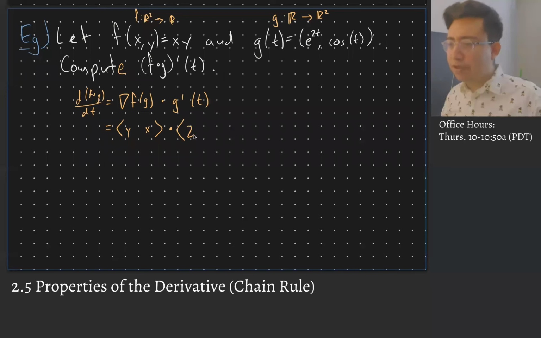So this is 2e to the 2t, that's the derivative of this with respect to t. And then the derivative of this with respect to t, which is negative sine of t. And then here we need to plug in g. So for y, we plug in cosine of t, and for x, we plug in e to the 2t. So this is cosine of t, e to the 2t, dot product with 2e to the 2t, negative sine of t.